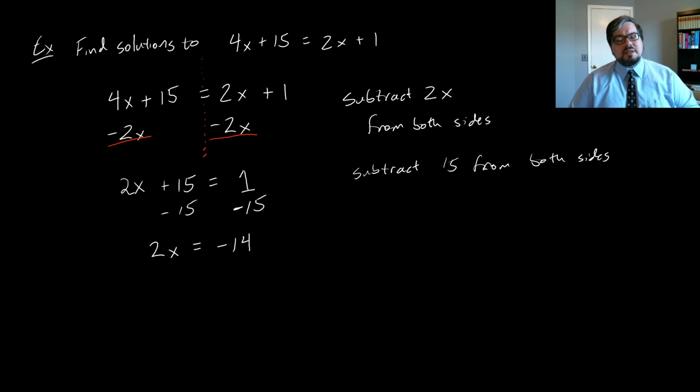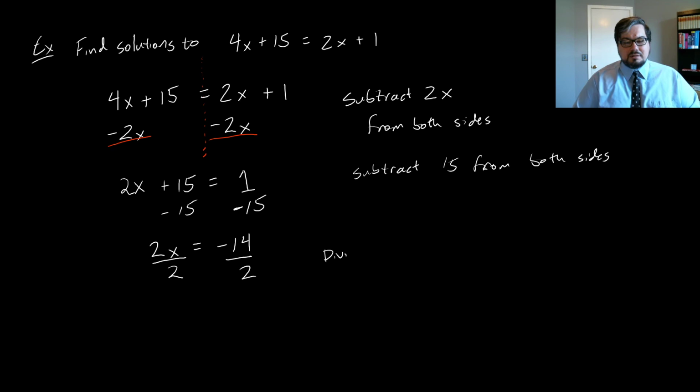We're almost there. We just need to do one last thing to get x by itself. x is currently being multiplied by 2, so we can divide both sides by 2. The 2 being multiplied by the x and being divided are going to cancel out, and our final equation is going to be x equals negative 7.